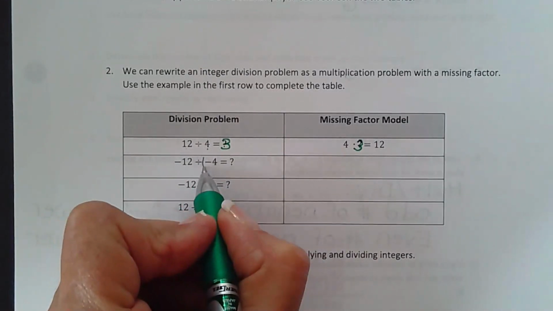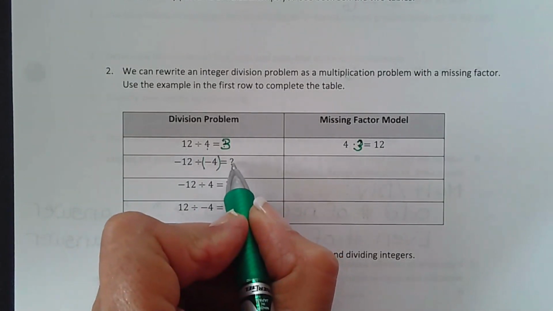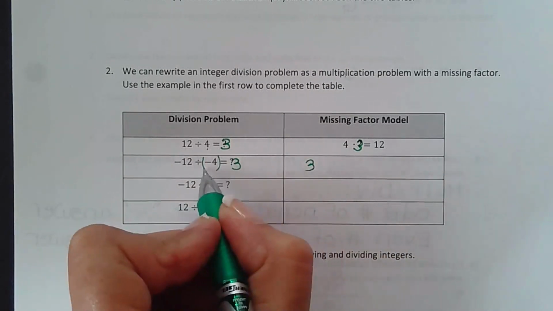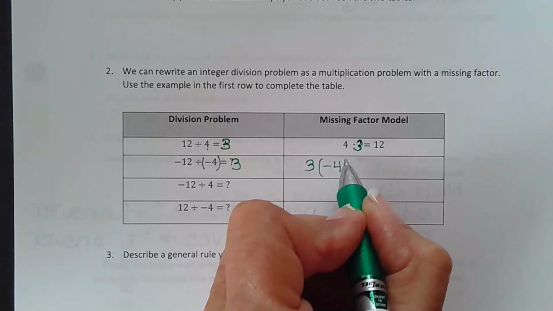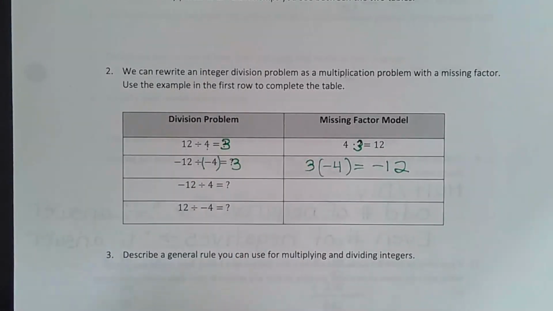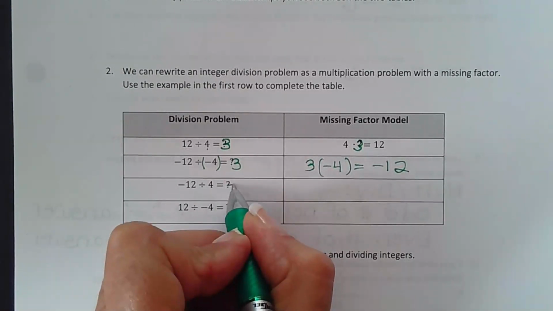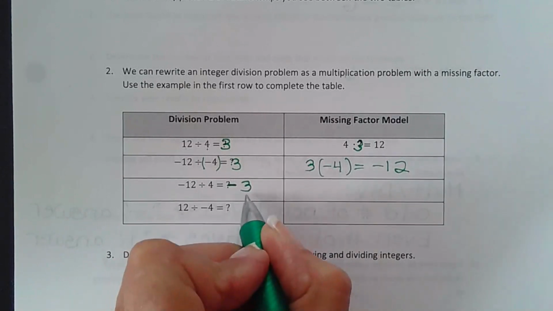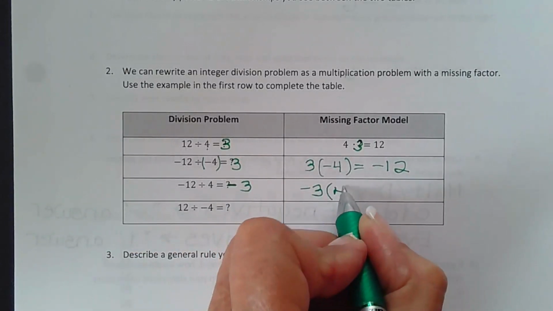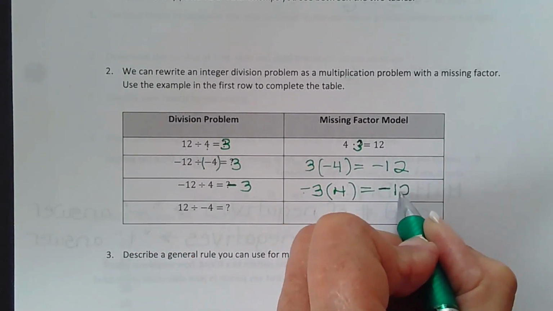2 negatives is a positive. Negative divided by negative, positive 3. So that means that 3 times negative 4, which gives me negative 12, should be the number in front. It is. 1 negative again, negative answer. So that means negative 3 times 4 should give me the number in front. 1 negative, negative answer, and 12.